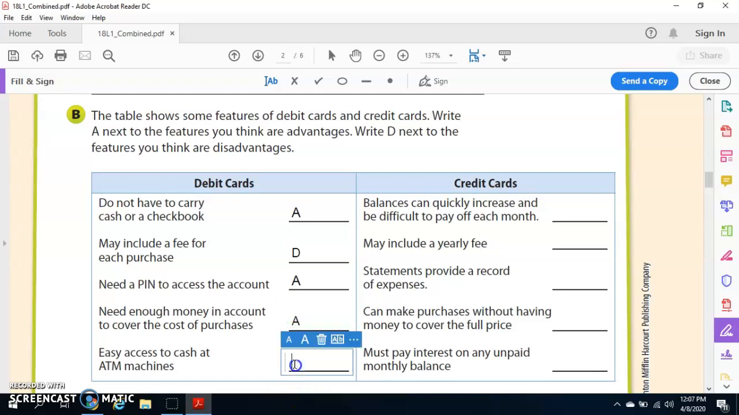Easy access to cash at ATMs. That is an advantage, okay? Let's say I need money. A lot of credit cards do not let you take money off, okay? So let's go over here real quick.